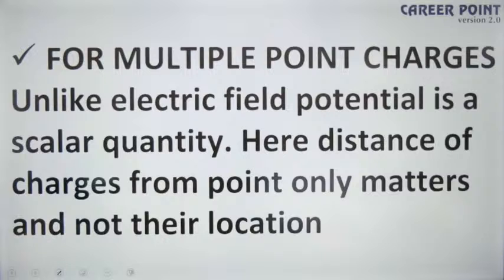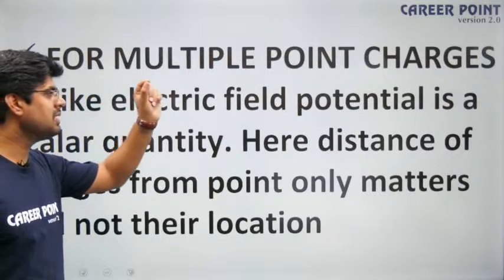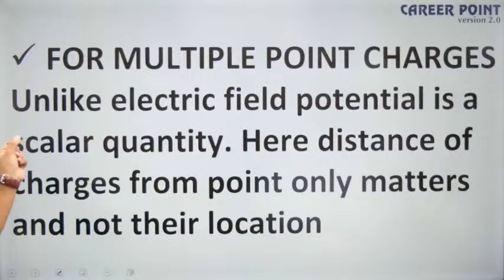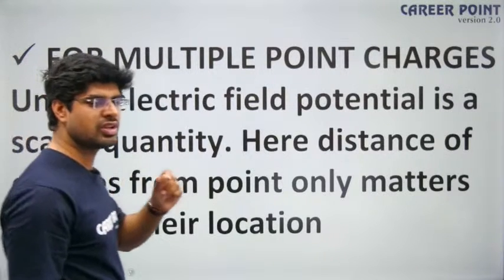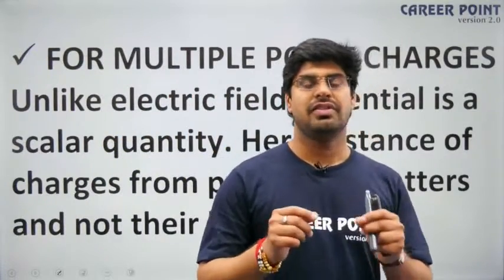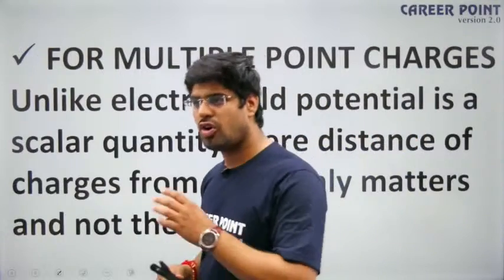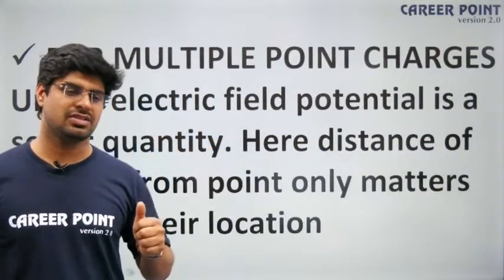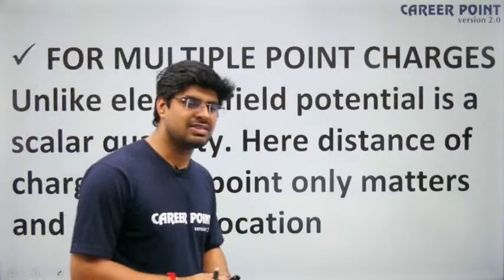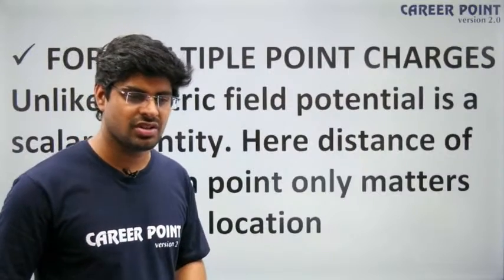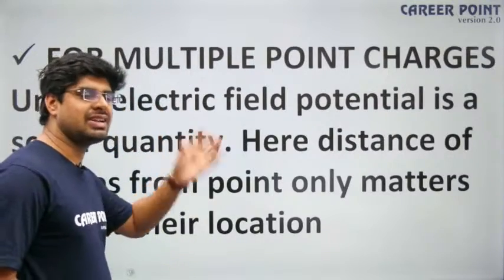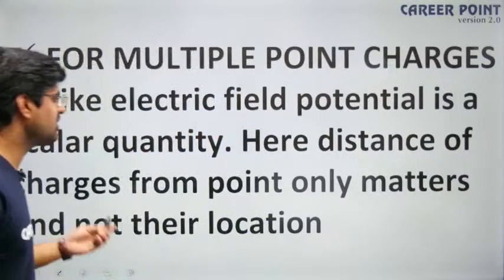Now one thing we have to consider here. For multiple point charges, unlike electric field, potential is a scalar quantity. Here the distance of charges from the point only matters and not their location. In electric field, because it was a vector, we had vector addition of all components of electric field acting in the region. But in case of potential, it is a scalar quantity. There is no point of talking or even imagining about direction. So for potential, it will be directly added, just like we add volume and mass. Just like a scalar quantity. That's what they are trying to convey.